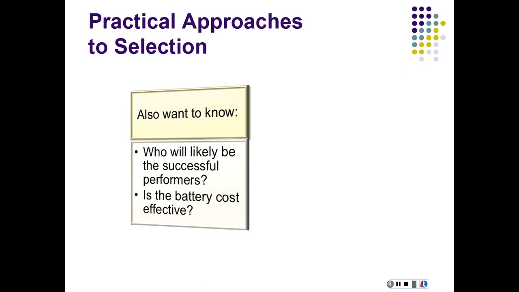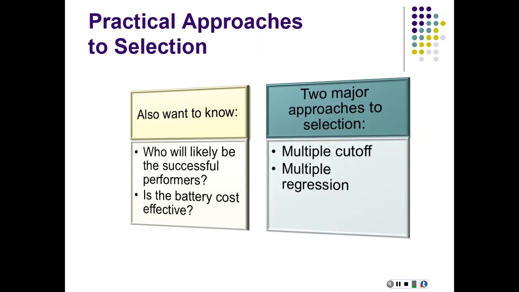Another thing that companies are always concerned about is, is it worth it? Is it cost effective to use this battery and implement this battery, to have it worked up, to vet it out, and then to actually implement it? Is it worth it? There are two major approaches to selection, the multiple cutoff strategy and the multiple regression method. So let's go ahead and talk about the two major approaches, keeping in mind their ability to determine who's going to be successful and whether it's really worth an employer's time to use these techniques.